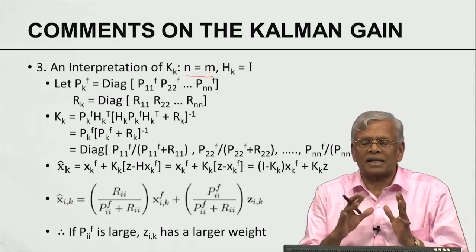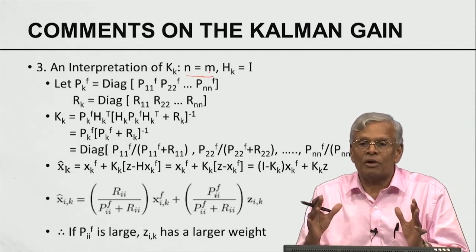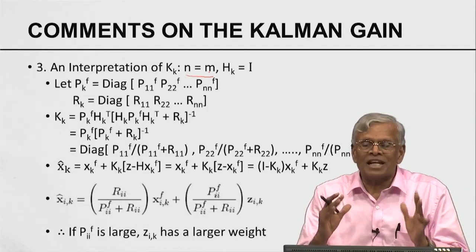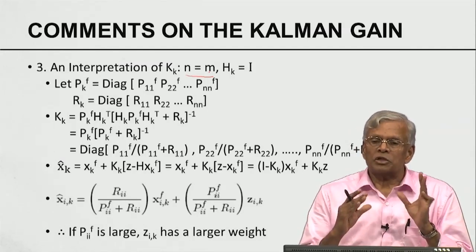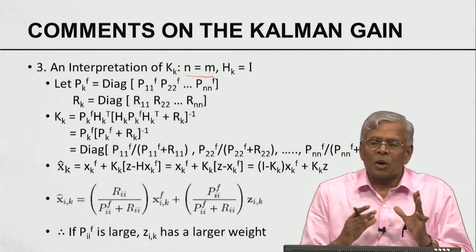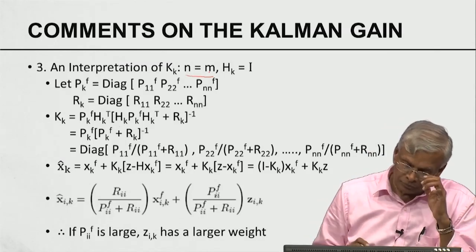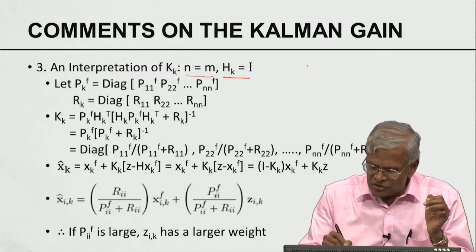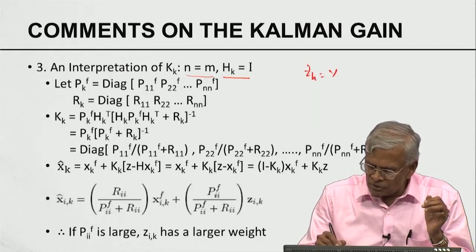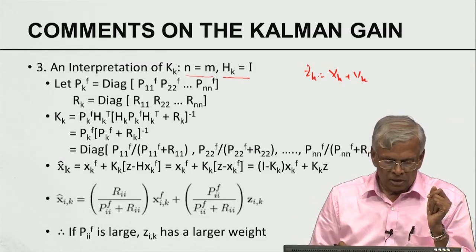Sometimes if I can do some mathematical analysis under special cases, that may throw some new insight into what I already have done. So let us say what kind of insight I can gain by specializing some of the quantities in the expression for Kalman gain. Let us assume m is equal to n. Let us also assume Hk is equal to I. What does it mean? My zk is equal to xk plus vk, because I am measuring the state itself. That is a very simple case.